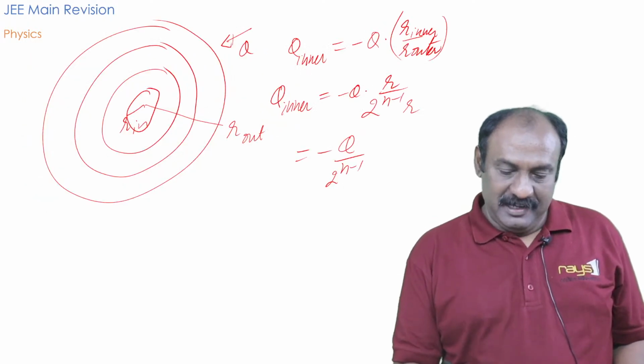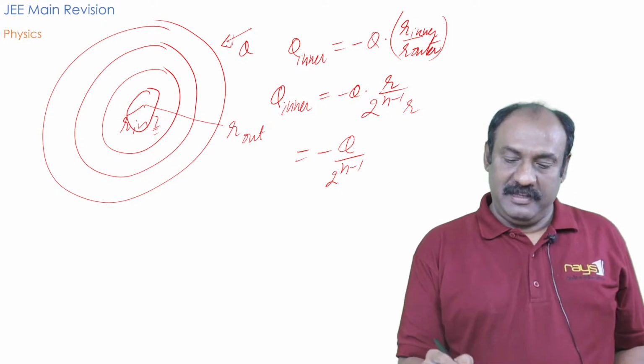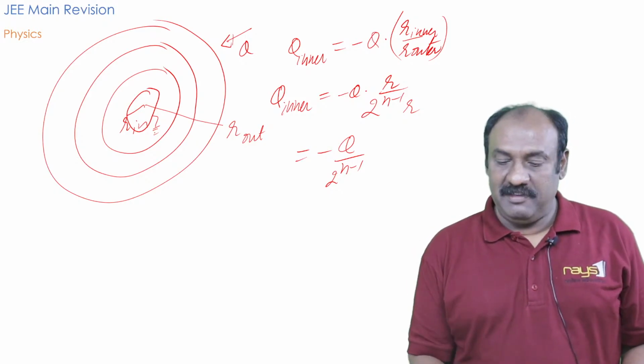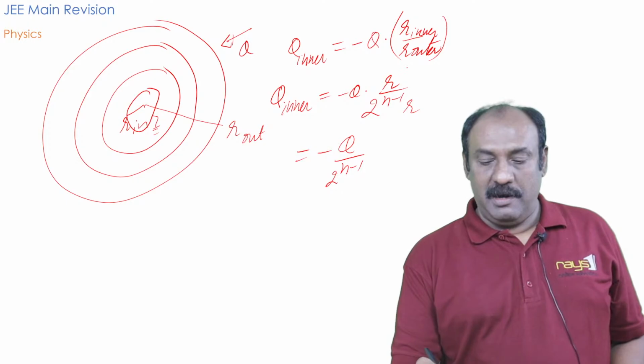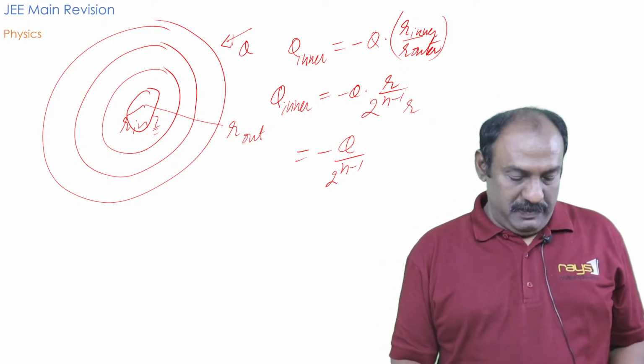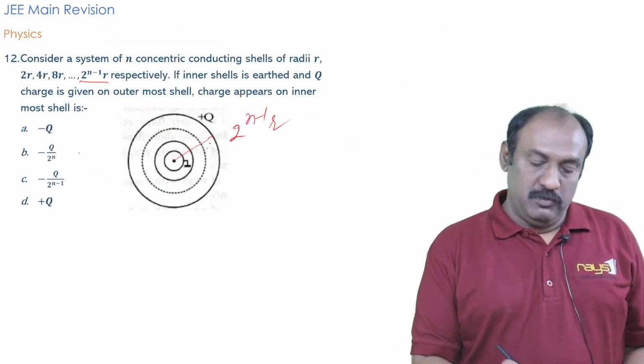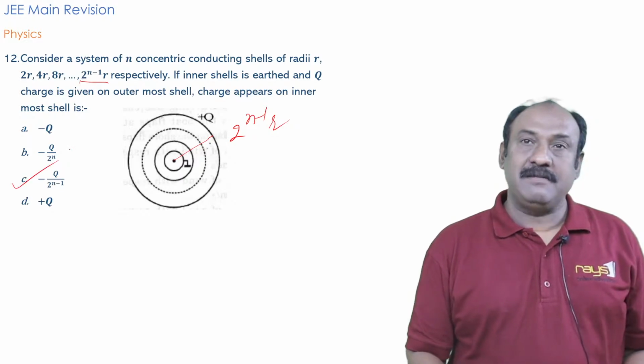When it is earthened, when charge Q is given to the outermost shell, then the charge present on the innermost shell is minus Q into R by 2 to the power n minus 1 into R. R gets cancelled, so minus Q by 2 to the power n minus 1. So for question number 12, the answer is minus Q by 2 to the power n minus 1.